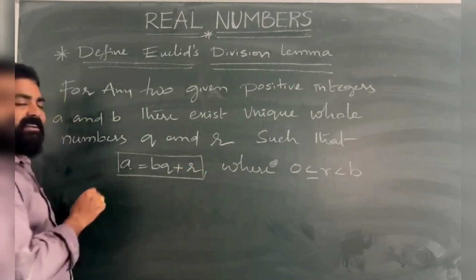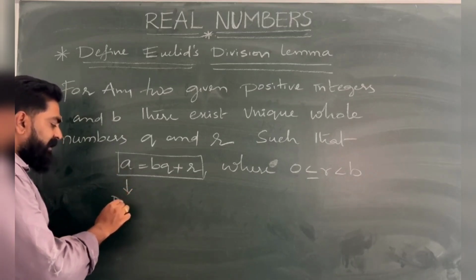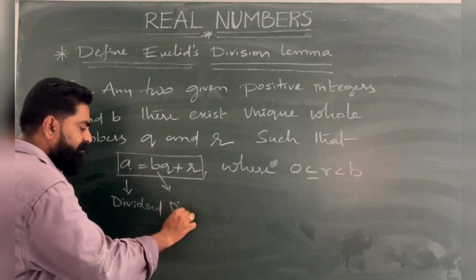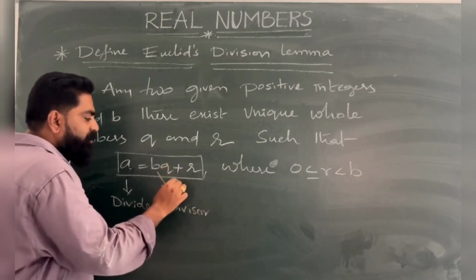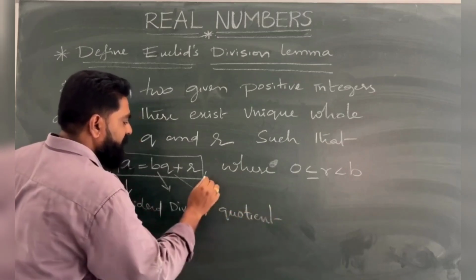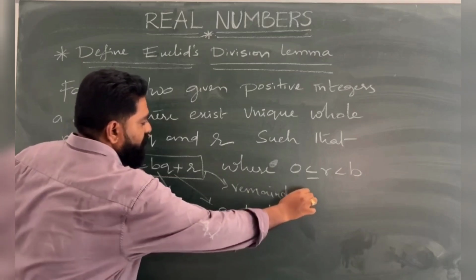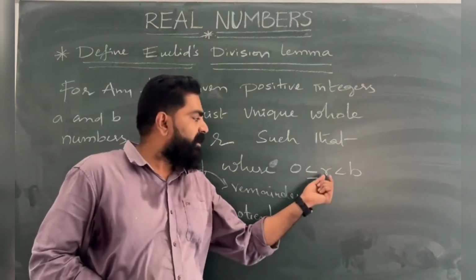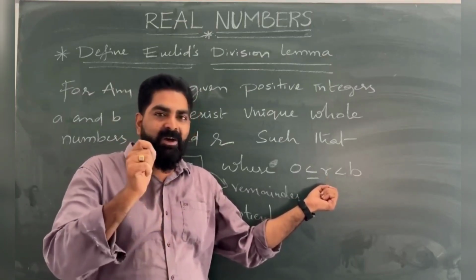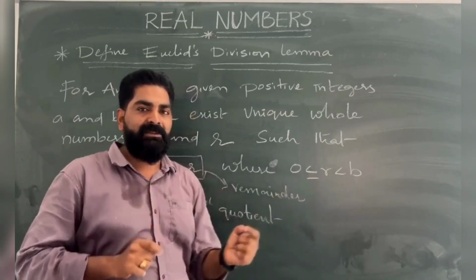What is a? Already we know the division algorithm. a is equal to the dividend, b is equal to the divisor, q is for quotient, and r is for remainder. So the condition is very important. The remainder is always greater than or equal to 0 and less than b.